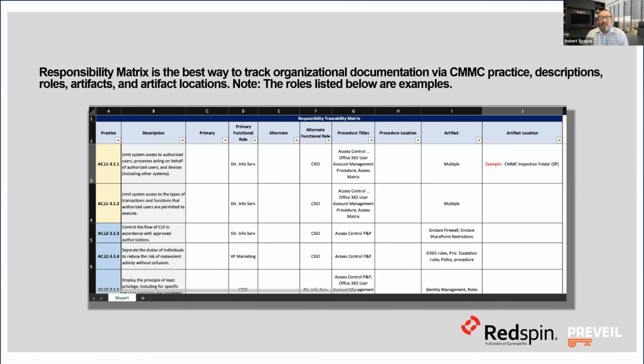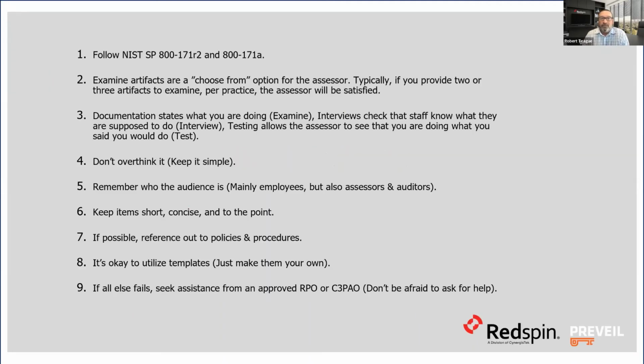Okay, so let's move on because we want to get some question and answers. So here are some key takeaways for everybody out there. First one is the basic one: follow NIST 800-171. Does your SSP need to contain the things listed in 800-171A? I think somebody asked that question. No, 800-171A is for the assessor and how to do the assessment. It lists the things the assessor should look at during the assessment, okay? So it doesn't have to be in the SSP, but you do have to address in the SSP each practice from 171, all right? Examine artifacts. We can choose from, I've already pointed this out. That doesn't mean we're going to look at every one of those.